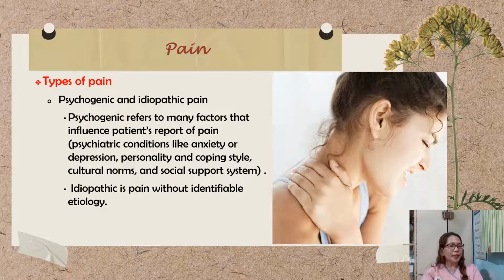So another type of pain is the psychogenic and idiopathic pain. Psychogenic refers to many factors that influence the patient's report of pain, usually psychiatric conditions like anxiety or depression, personality and coping style, cultural norms, and social support system. So may problem doon. So idiopathic is pain without identifiable etiology. So mahirap siyang hanapan ng cause talaga.